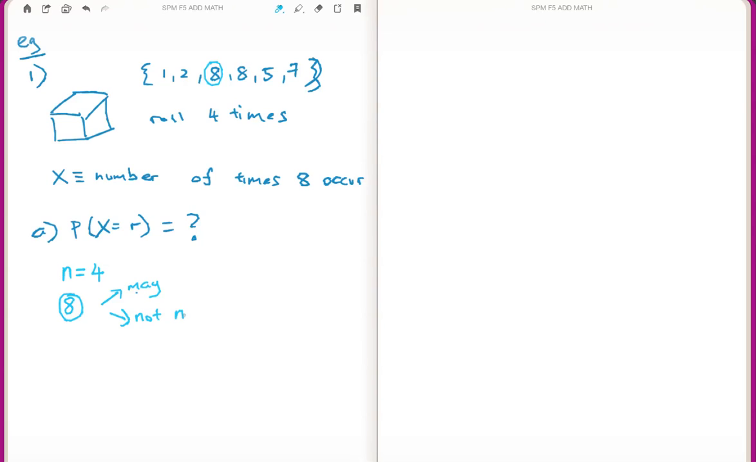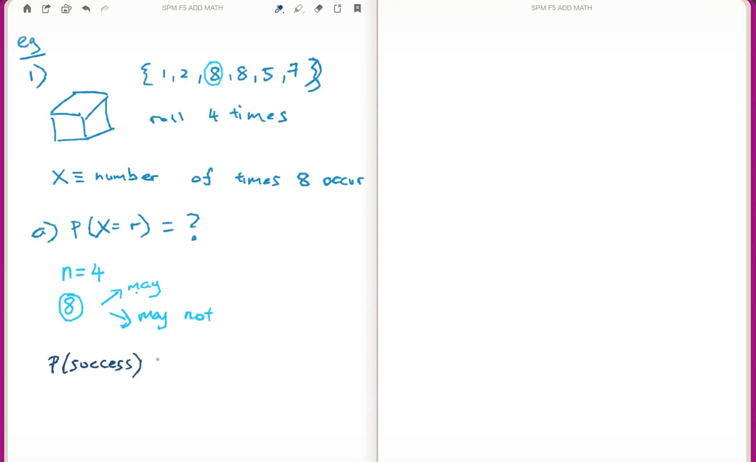May or may not occur, may or may not. So definitely this is one example for binomial because it's may and may not, yes or no. Before you can really work it out, you need to find out the possibility for success.